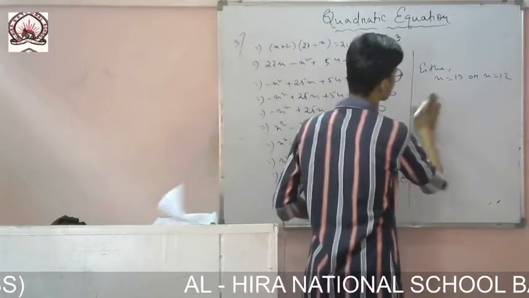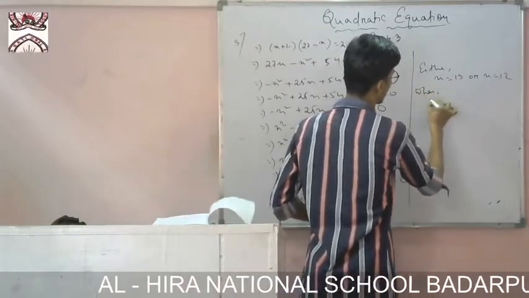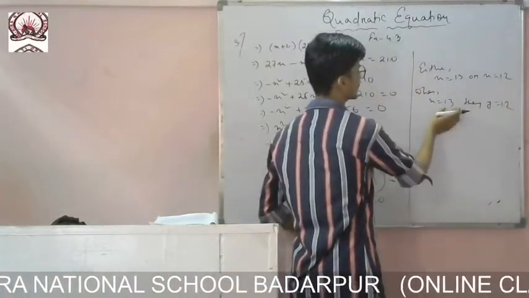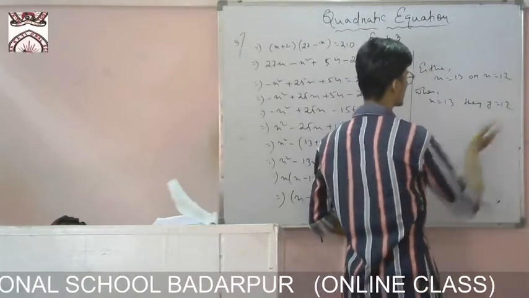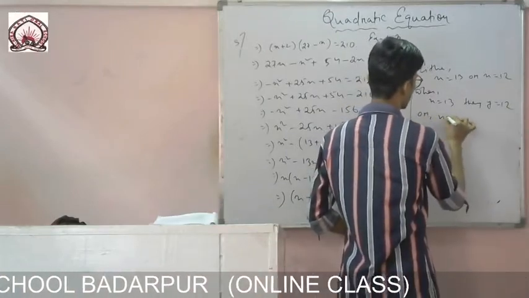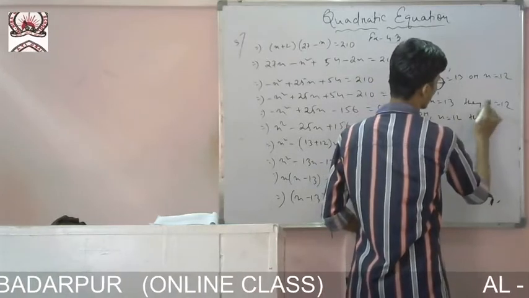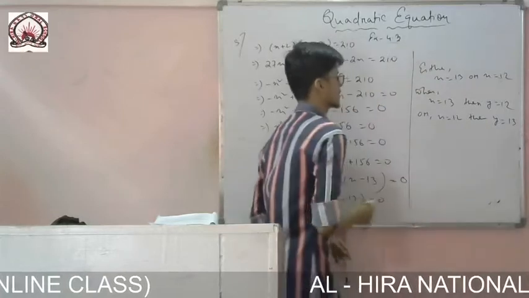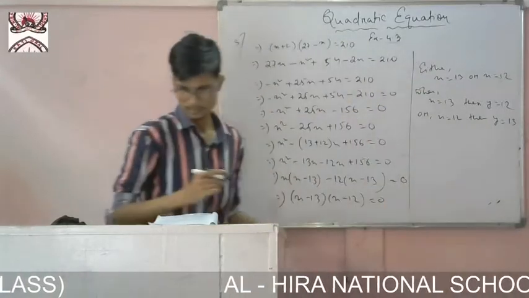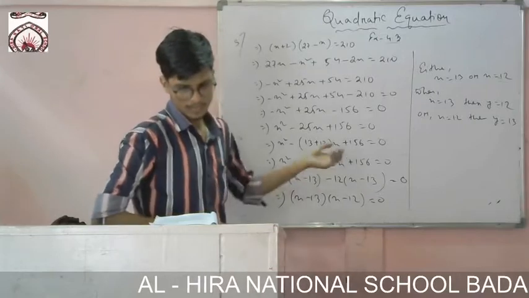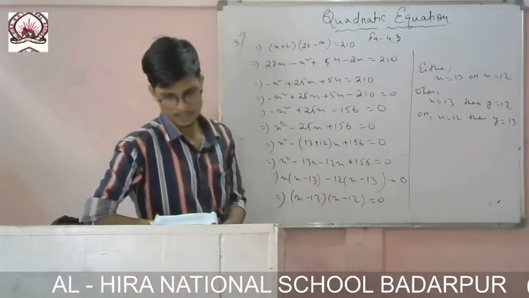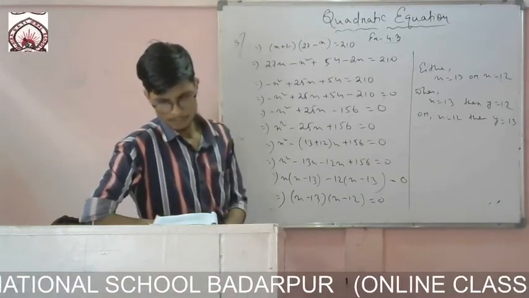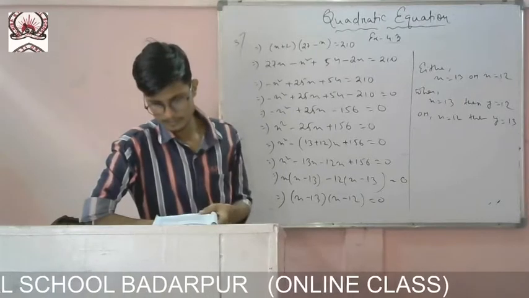Last line you write this: when x will be 13, then y will be equal to 12. That means if she got marks in mathematics 13, then in English she will get 12. Or if x equals 12, then y will be equal to 13. So I can write, therefore, marks in mathematics is 12 and in English is 13.